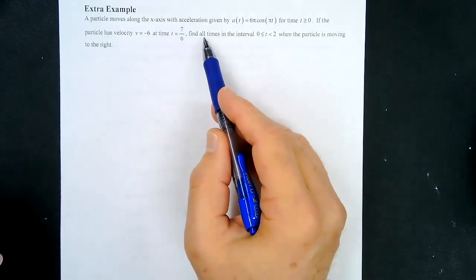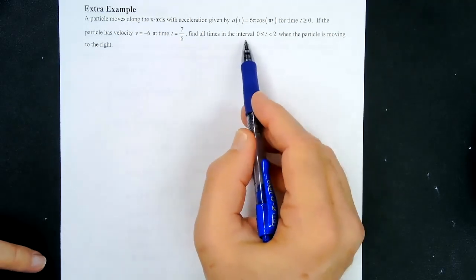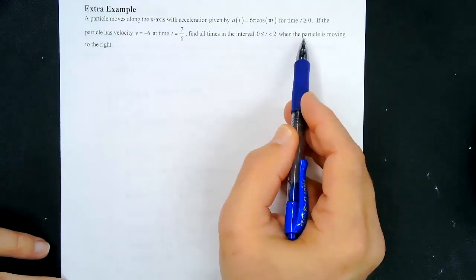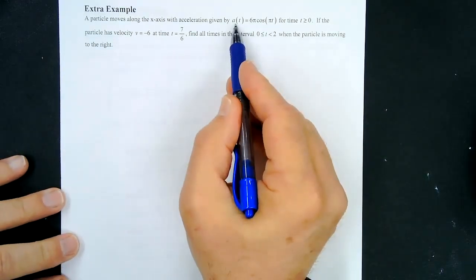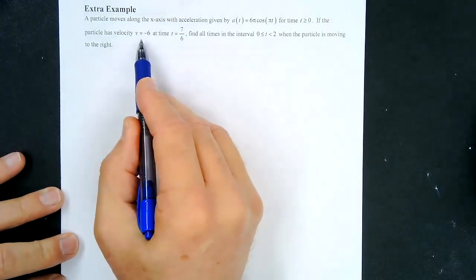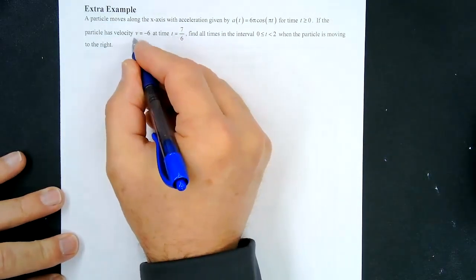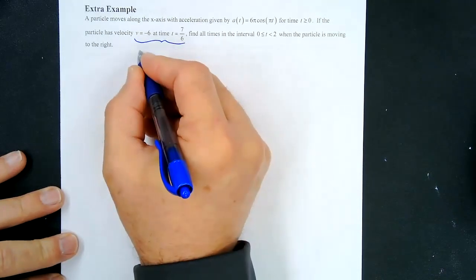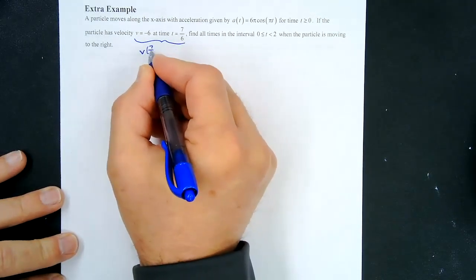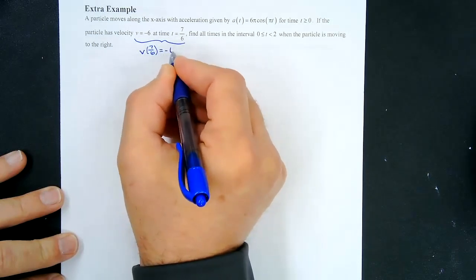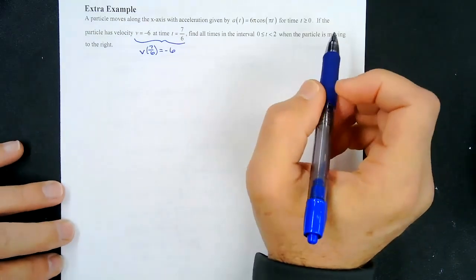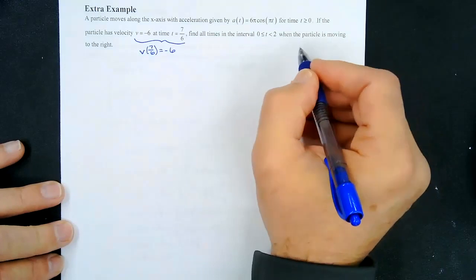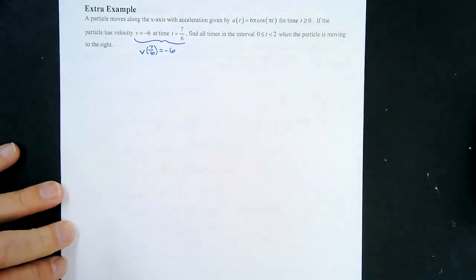And then what we want to do on this problem is different. We want to find all the times in the interval 0 to 2 when the particle is moving to the right. So we're given this acceleration function, a of t, and we're given a velocity at 7/6. This part right here is telling us that v of 7/6 is equal to negative 6. So at 7/6, the velocity is negative. Now, when is the particle moving to the right? The particle is going to be moving to the right when our velocity is positive.